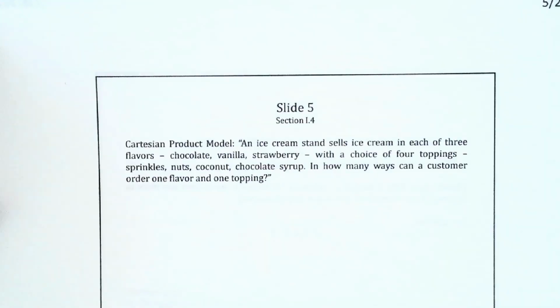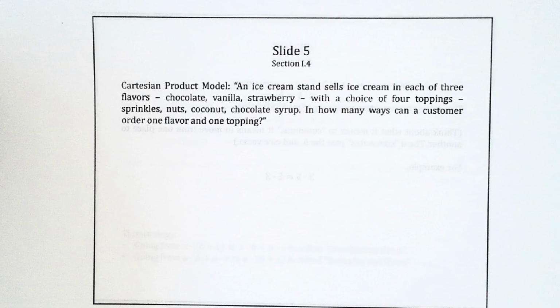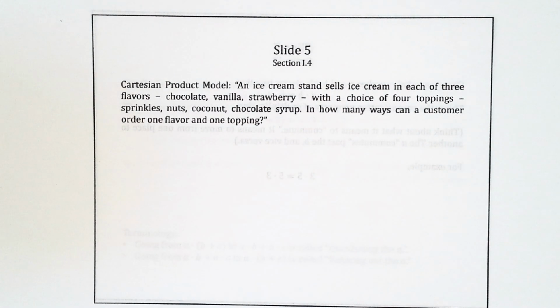Okay, and last we have the Cartesian product model. The word Cartesian is kind of a funny word that you might have heard in algebra class. Let's not worry about it right now and just talk about the model, and then we'll see why it applies here. So when you do a Cartesian product model question, you're always trying to figure out how many pairs you can form from 2 groups of things.